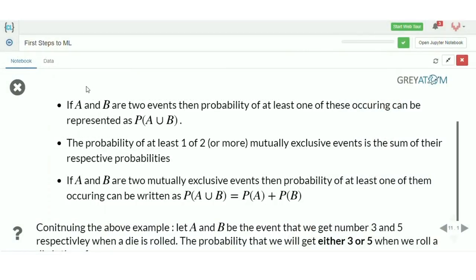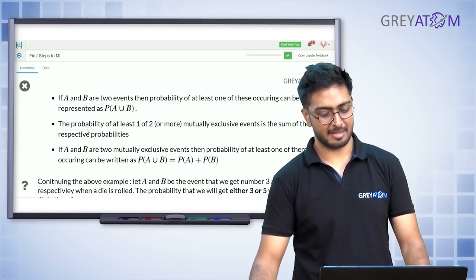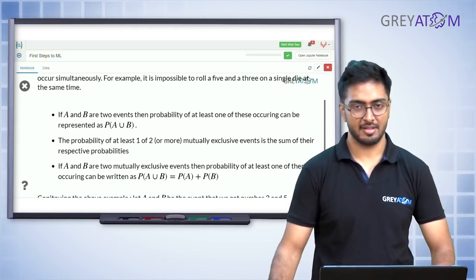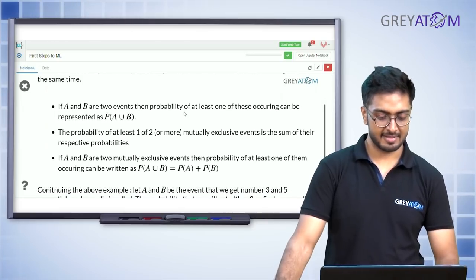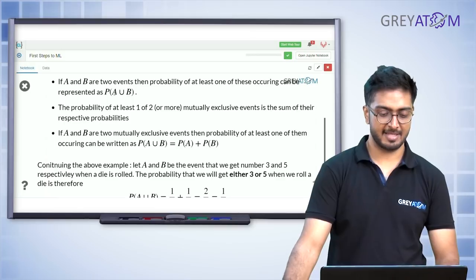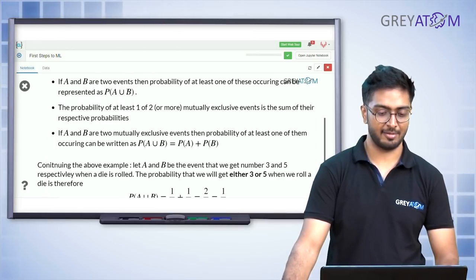So let's get familiar with this terminology as well. This particular sign U is representative of union. And then there is the sign of intersection, which we'll probably talk about in a later slide. So understand this: this notation is A union B.